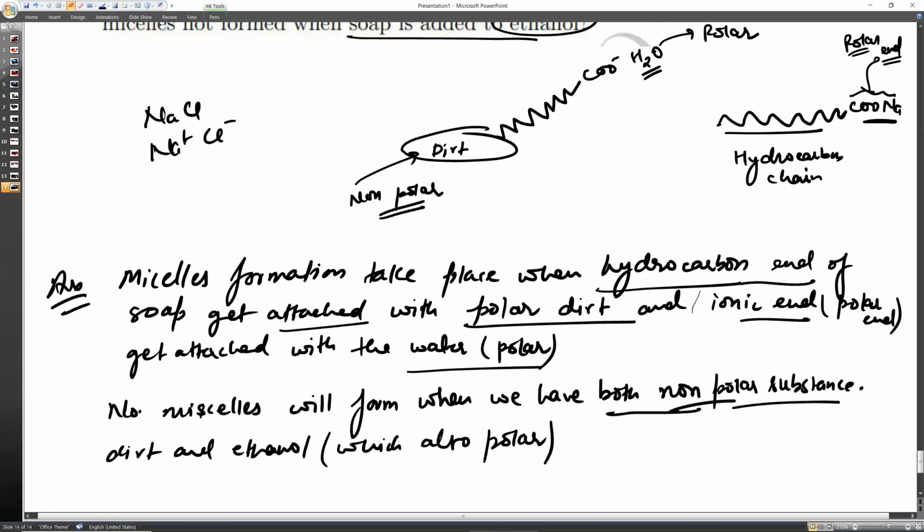So one substance should be polar and the other substance should be non-polar to form the micelles. Okay, so this is when the micelles are going to form. You can draw these micelles when one is polar and the other is non-polar. And if we have both non-polar, you can show it with the help of a diagram also.